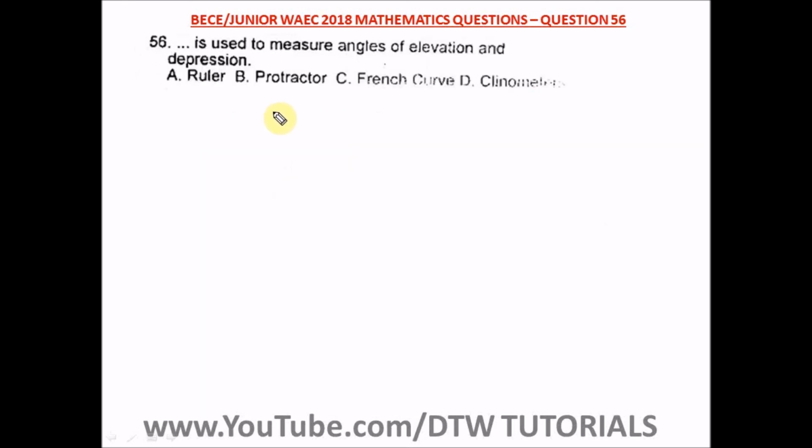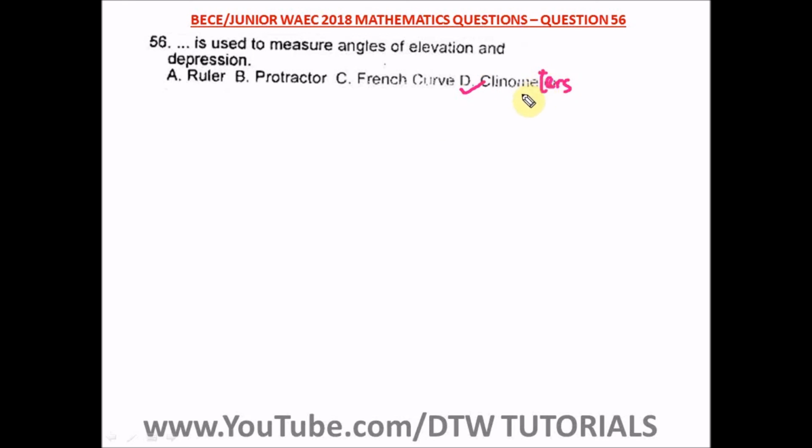Question 56 of the BECE Junior WAEC 2018 Mathematics Past Question. That's your OBJ question 56. It says dash is used to measure angles of elevation and what? Depression. A says ruler, no. B says protractor, no. C says French curve, no. D says clinometers. So our right option here is what?